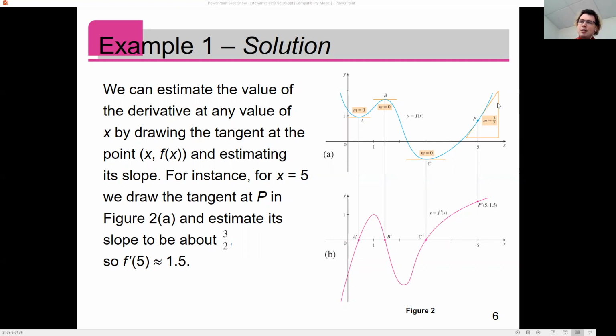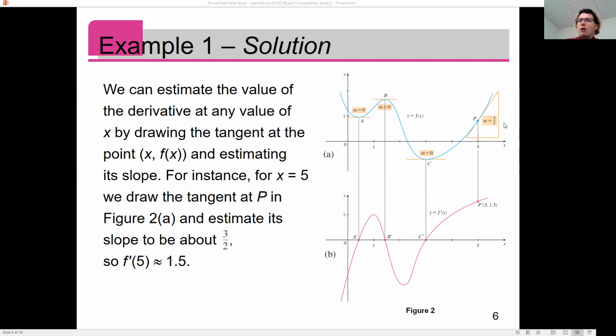So steeper slopes like this, well, first of all, they better give me non-zero values. And I can estimate that just with the geometry of the picture. So this allows me to think about derivatives even in cases where I don't have a formula for the function.